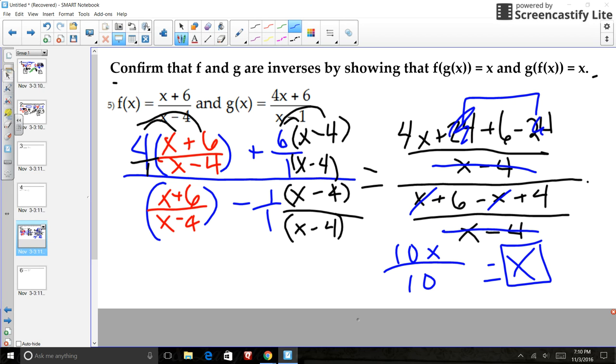So because f of g of x was x, and because g of f of x simplified down to x, they are inverses. I confirmed it. Yahoo! Right, see if you can now go back into the check one and see if that works for you. We will for sure talk about it more in class. I don't want to leave you hanging, but see if you can figure it out from there.